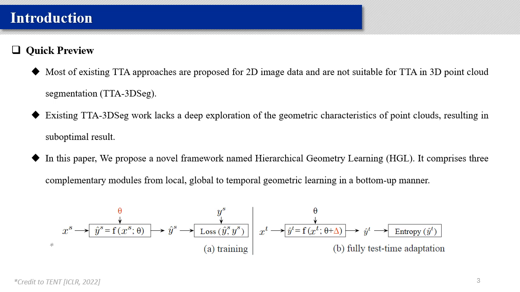More recently, GIPSO, designed specifically for TTA in 3D point cloud segmentation, leverages geometric and temporal information to mitigate the domain shift. Nevertheless, GIPSO lacks a deep exploration of the geometric characteristics of point clouds, resulting in suboptimal results. In this work, we target TTA 3D segmentation from the viewpoint of parsing continuous unstructured point cloud streams into local, point level, global, object level, and temporal, frame level, hierarchical structures for accurate and robust self-supervised learning.